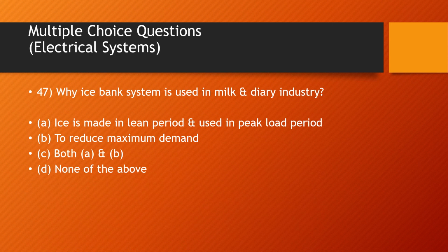And the next question is why ice bank system is used in milk and dairy industry. Option A is ice is made in lean period and used in peak load period. Option B is to reduce maximum demand. Option C is both option A and option B. Option D is none of the above. And the answer to this question is option C, that is both option A and option B.